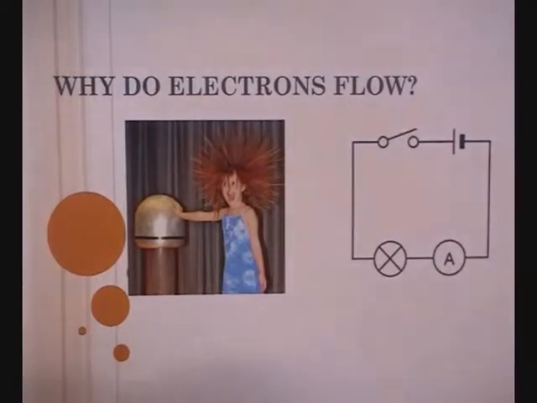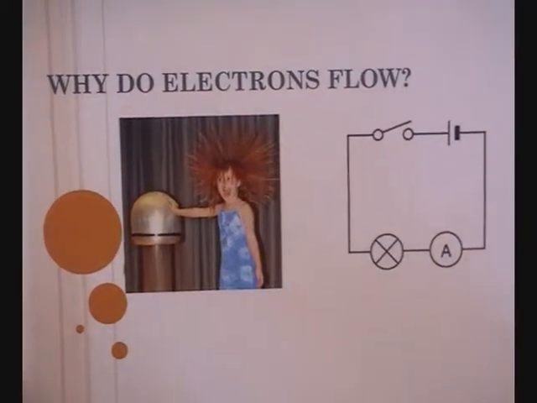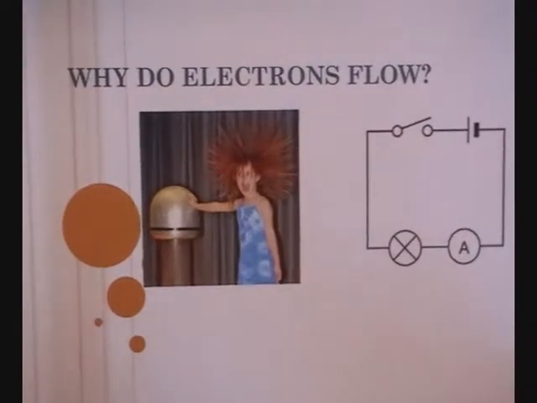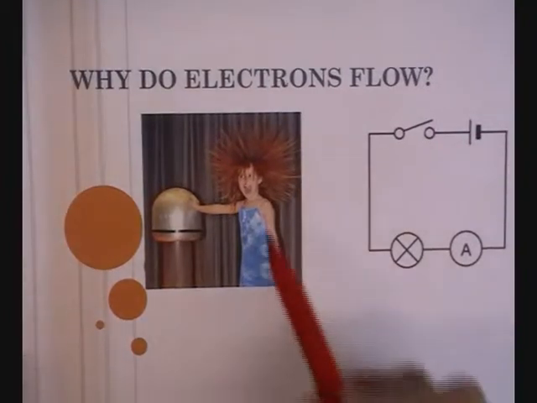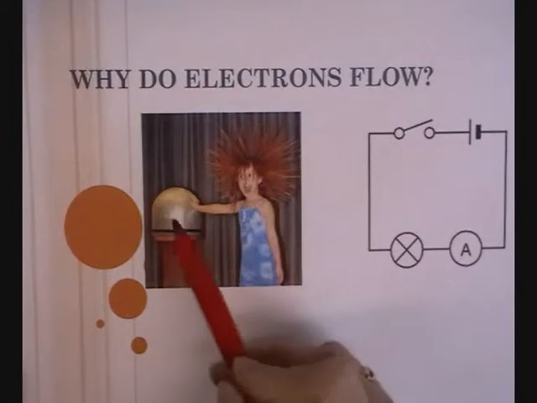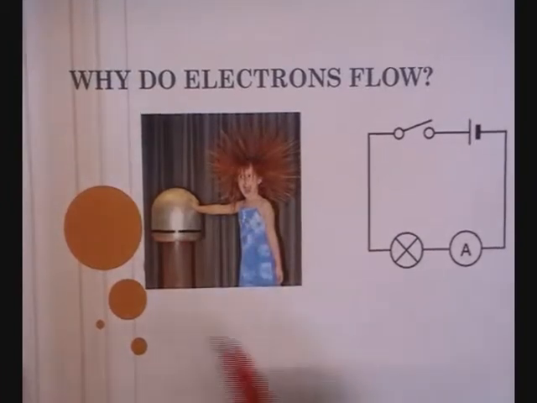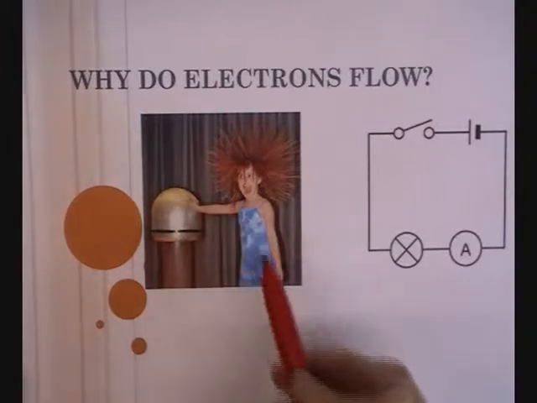Okay, the last wee bit of the podcast is just about current electricity and why electrons flow. So you know already that current electricity is the flow of electrons. And if you see the wee girl here again, she's touching the Van de Graaff, and she's standing on a piece of insulated material so that the charge doesn't pass through her.